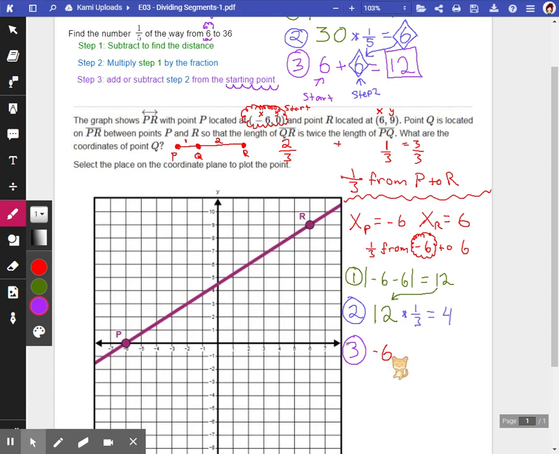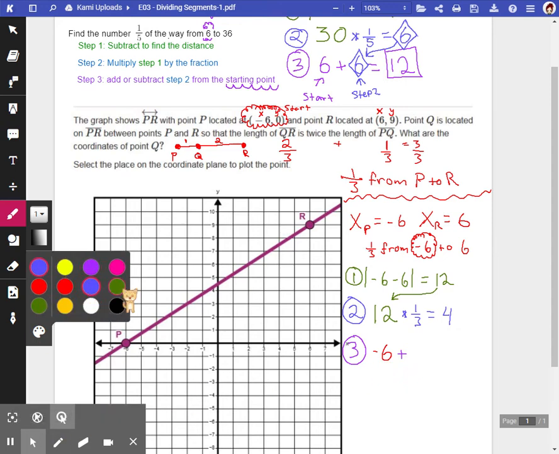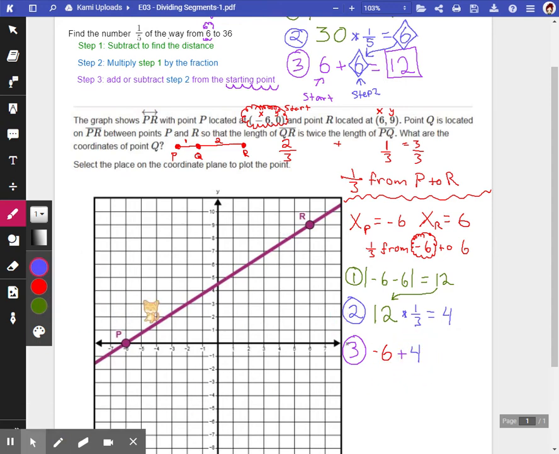Step 3 is to add or subtract. So I'm starting at -6, going towards +6. So I want to go up, I want to add. So -6 plus 4 equals -2. So that's my x coordinate for point Q. Now we have to do the same exact thing with the y coordinates.